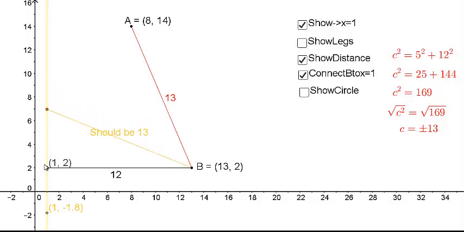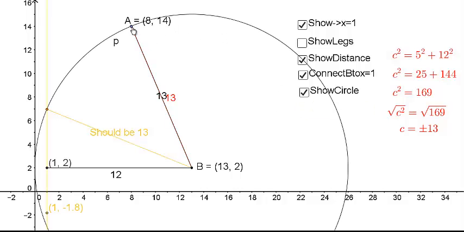2 plus 5, 1, 2, 3, 4, 5, lands at 7. So let me show the circle, and if I drag this point, it would be right about there. So the answer for the y-coordinate is 7, basically taking this 5 and adding it to that 2 right there.